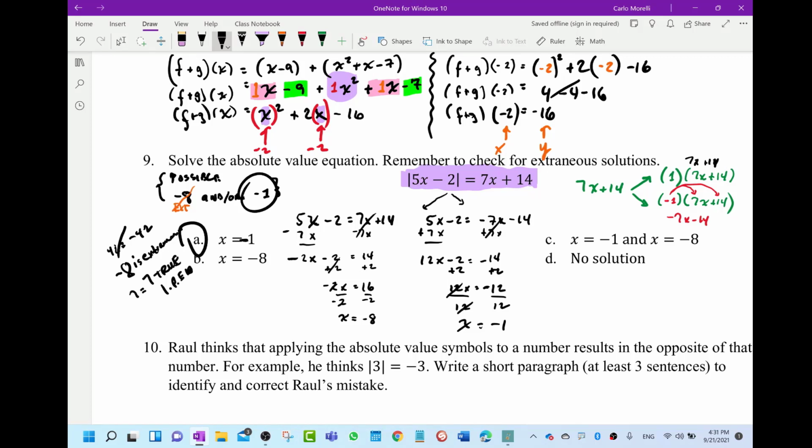Therefore, it's A. Some people came up to me, actually it was just the one student, but maybe some of you thought, what's wrong? I got negative 1 and I eliminated negative 8, but there's no negative 1 as an answer choice. That's because there was a misprint on the test. So anyway, everybody got 9 right. So we're done with number 9.